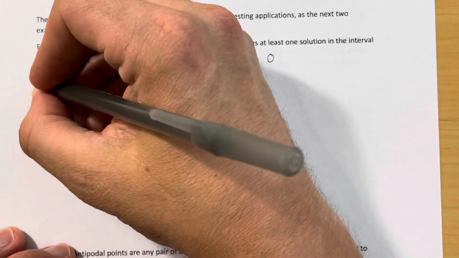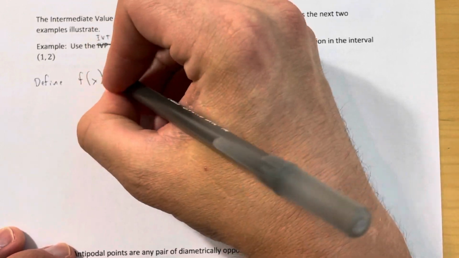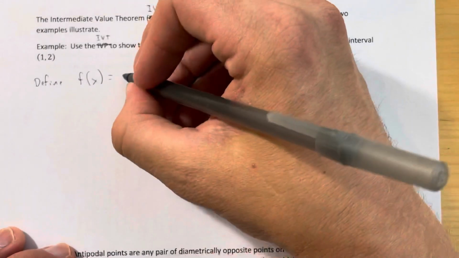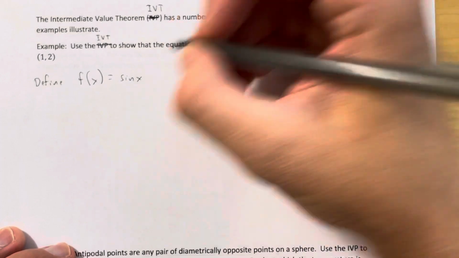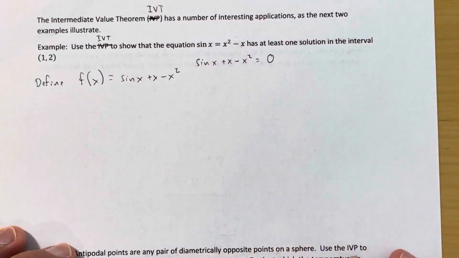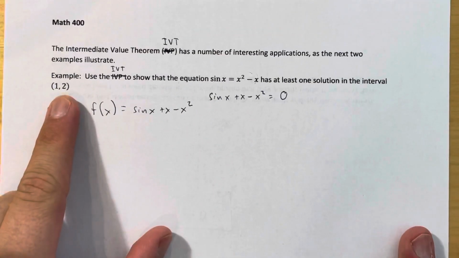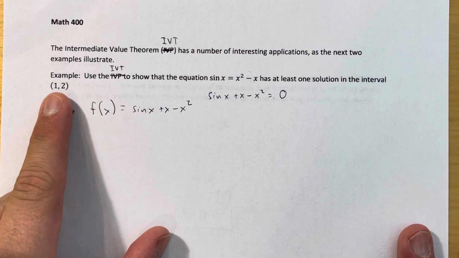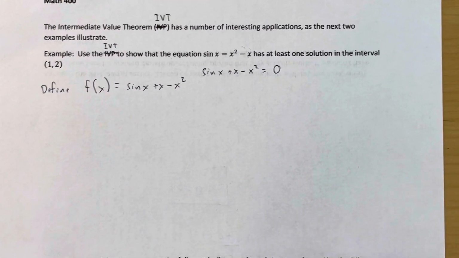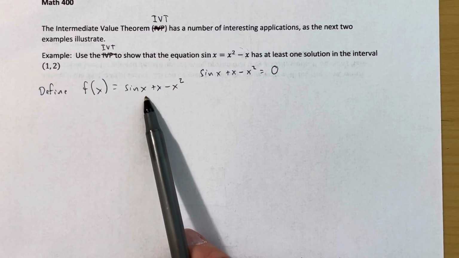So I'm going to define f of x to equal this function that I'm seeing on the left-hand side, sine of x plus x minus x squared. Okay, so now what I want to do is look at the interval that we're interested in, the interval from 1 to 2. And I'm actually going to plug those endpoints, 1 and 2, directly into this function.